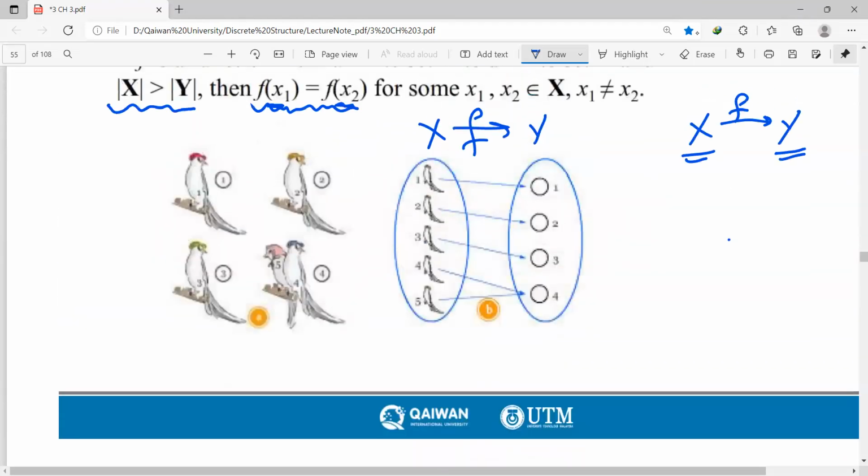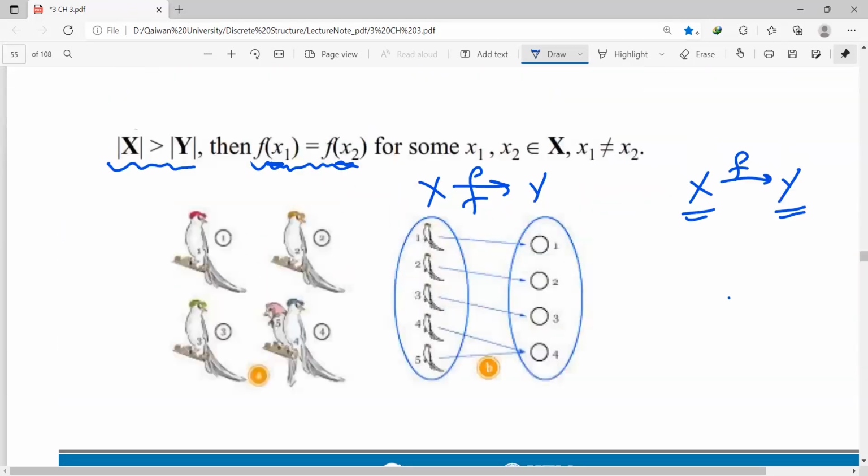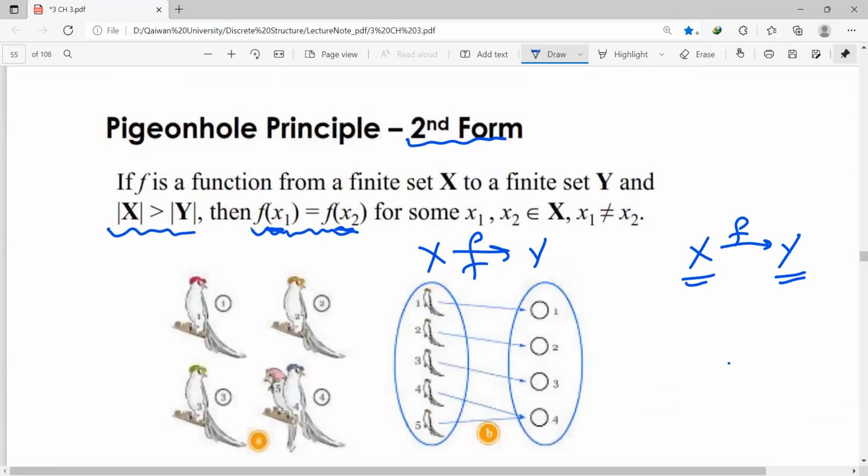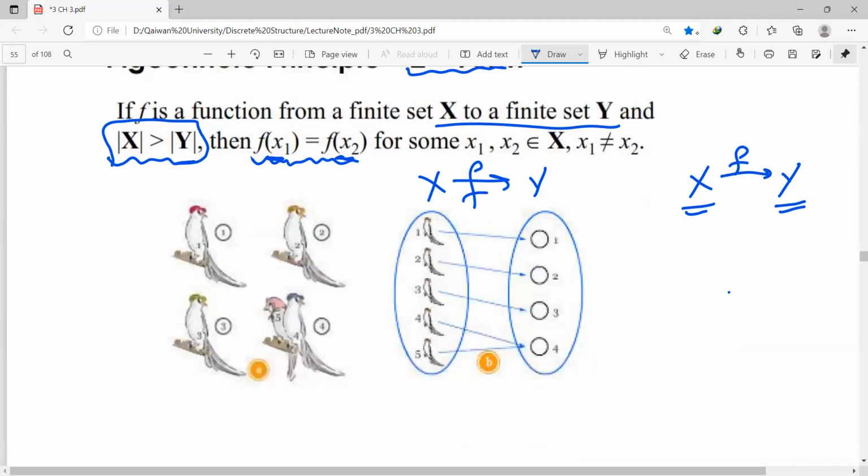This is the principle. That means if you have a function from X to Y such that the cardinality of X is greater than the cardinality of Y, it means we have at least 2 different elements in X which have the same image in Y.